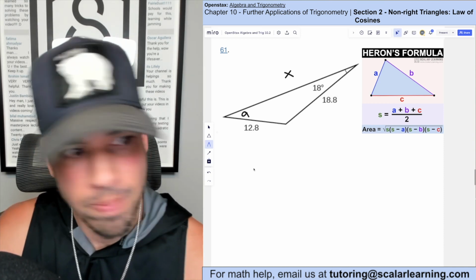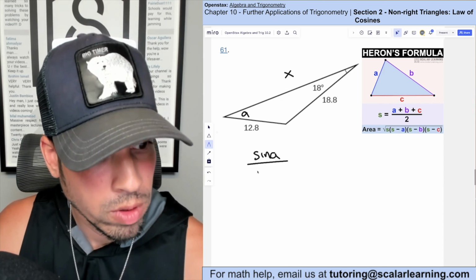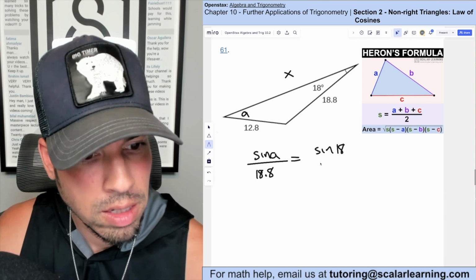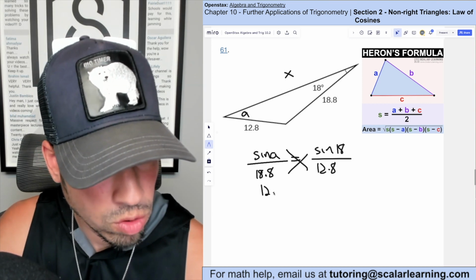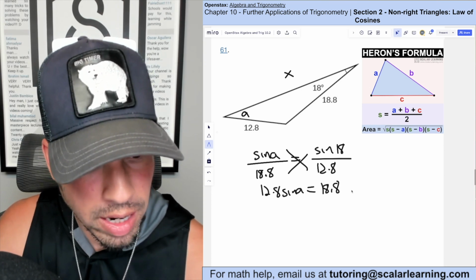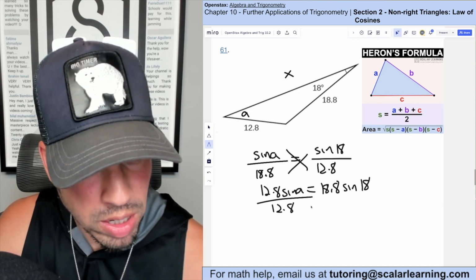We're going to put it in here, and we're going to set up the law of sines as follows. So we got sine of A over the opposite side, 18.8, equals sine of 18 over its opposite side, which is 12.8, and then we're going to cross multiply. We got 12.8 sine A equals 18.8 sine of 18. And then we're going to divide both sides by 12.8.